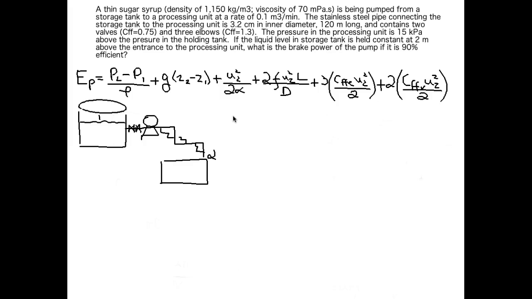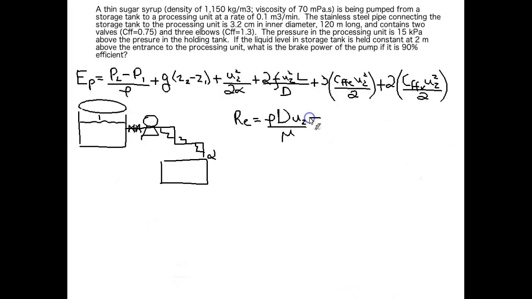So we could go through here and try to plug everything in at once, but that typically gets a bit confusing. So what I like to do is start with figuring out what type of flow we have in this system. Do we have laminar flow or do we have turbulent flow? To do that, we're going to use the Reynolds number. There it is. So this will help us figure out what type of flow we have.